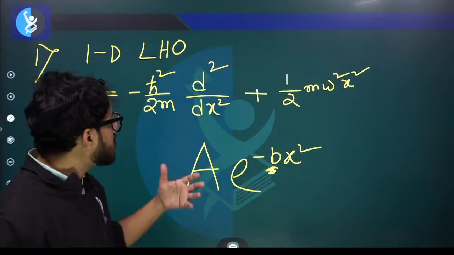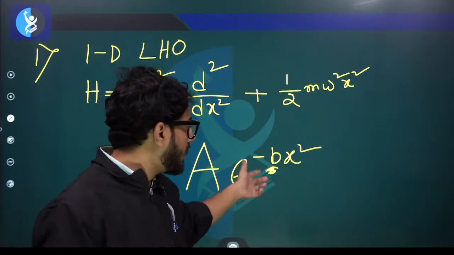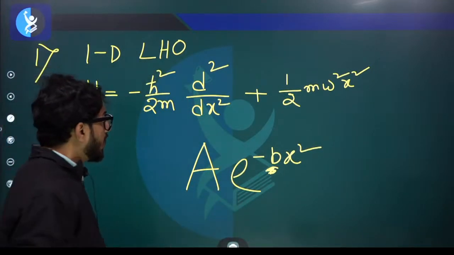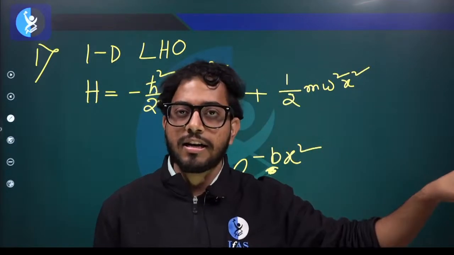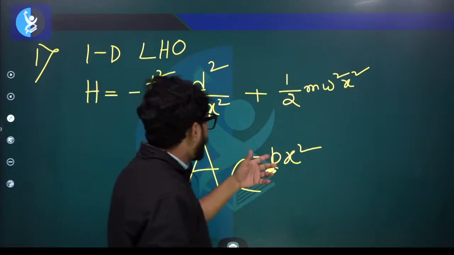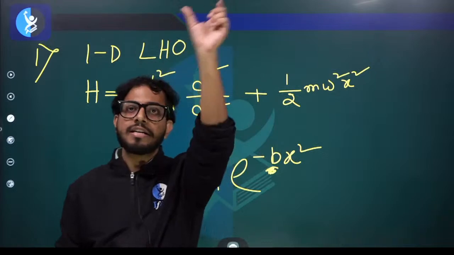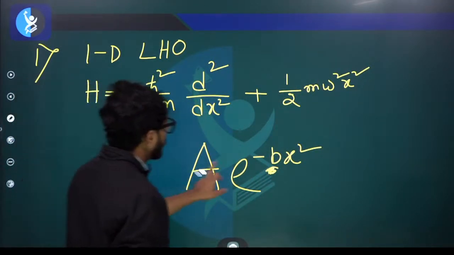So in the exam mostly they ask this sort of question. They will give you a wave function, suppose this Gaussian wave function. They will ask you for what value of b you will get the ground state energy and what is that ground state energy. So how will you do it?